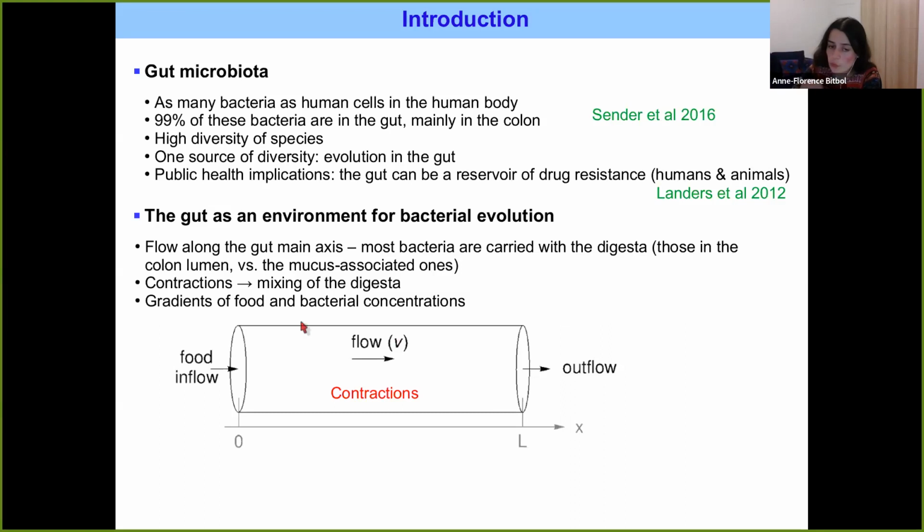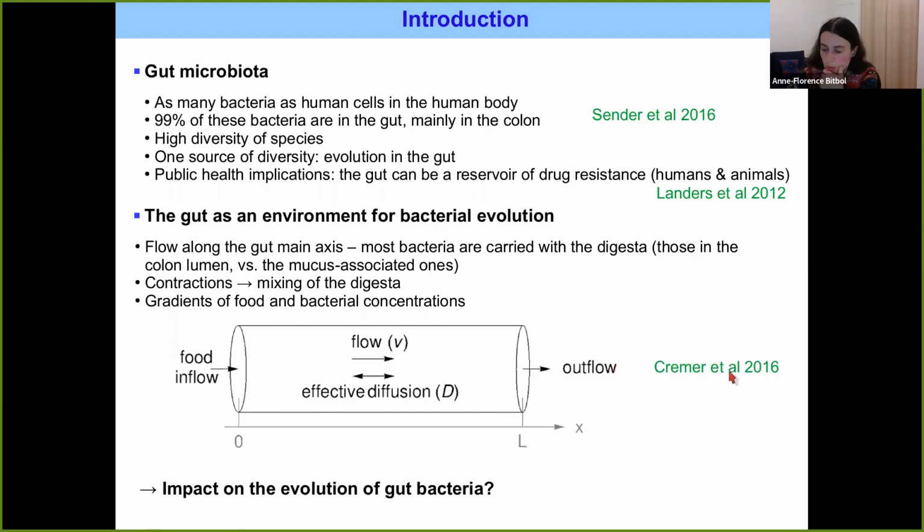In addition to this overall flow, there are also contractions of the walls of the gut, which help with the mixing of the digesta. So it helps the digesta being well mixed. And these contractions are quite hard to model. I mean, you would imagine that you need to have boundary conditions that move, etc. However, it was shown in a recent model that also made comparisons to some experiments that, to some good approximation on a large scale, these contractions can be modeled as having the effect of a large effective diffusion coefficient.